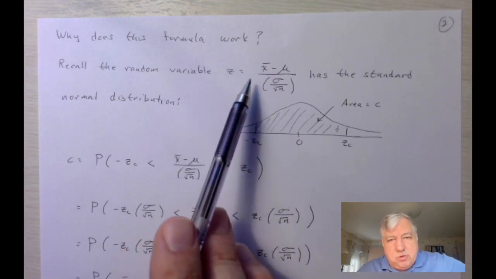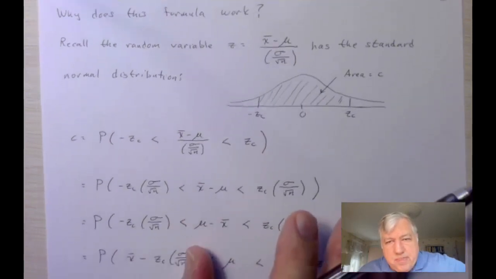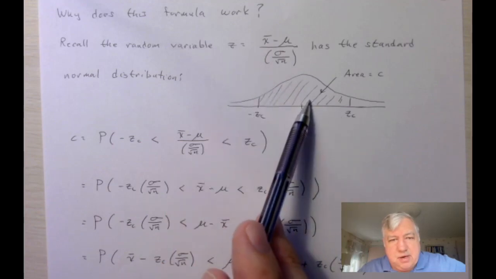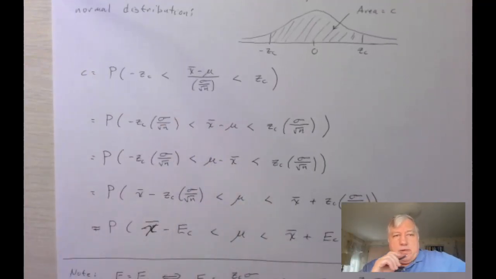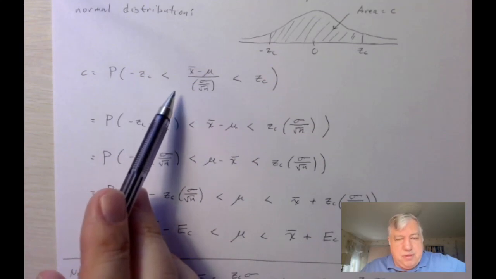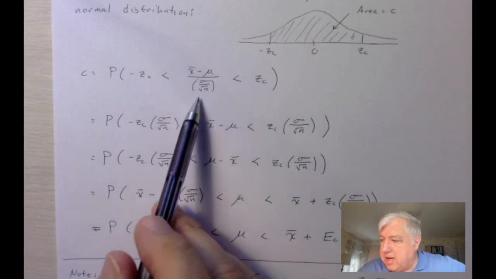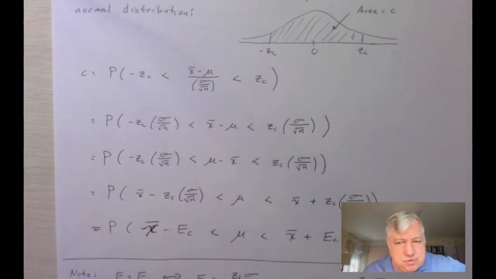So we have this random variable z defined this way, and it has the standard normal distribution. What that means is the probability that z is between these two numbers is exactly c. So that's how we get this part. This just comes from the central limit theorem. Now we just do a little bit of basic math. We multiply both sides of these inequalities by sigma over square root n. That does not reverse the directions of the inequalities because we're multiplying by a positive number.